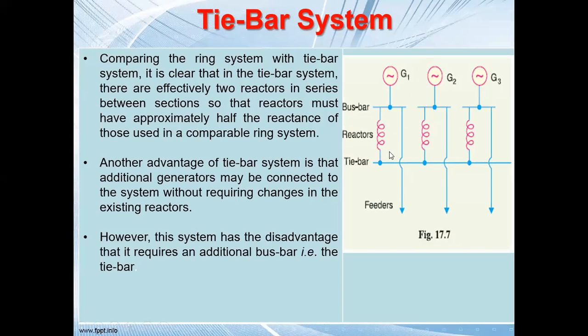So in the tie bar system, what will happen? These reactors are connected between two bus bars. This is the main bus bar, and this is your auxiliary bus bar. It is also known as the tie bar. So between these two bus bars, these reactors are connected, and the feeders are connected here.